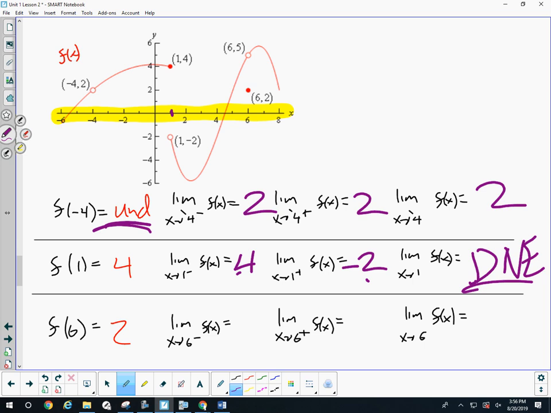At 6, yes, I have the point (6, 2). However, if I plugged in 5.99999, I'm up here close to 5. If I plug in 6.0001, I'm up here close to 5. Since this is 5, this is 5, that's got to be 5.